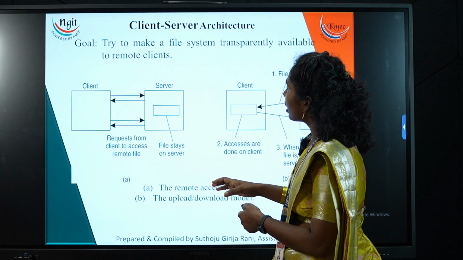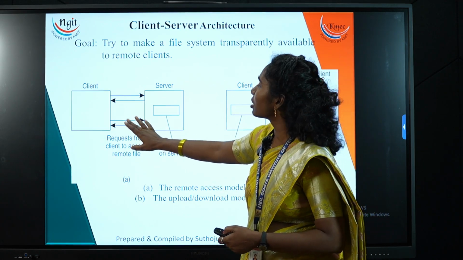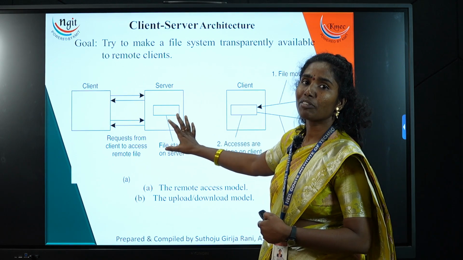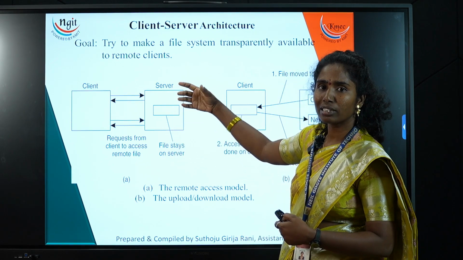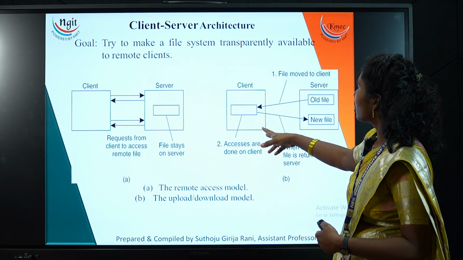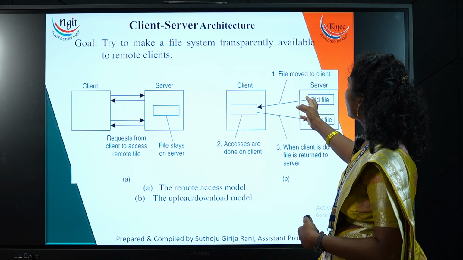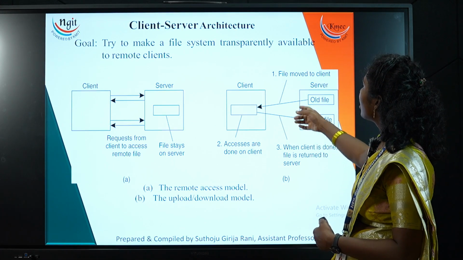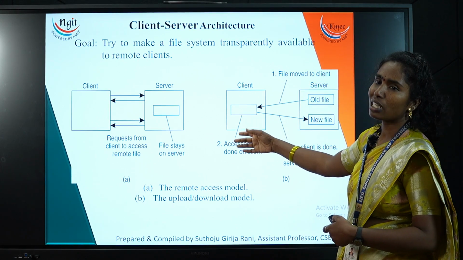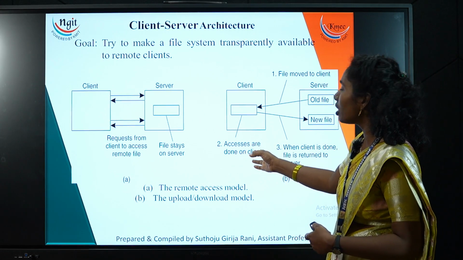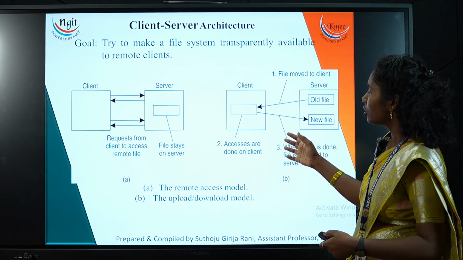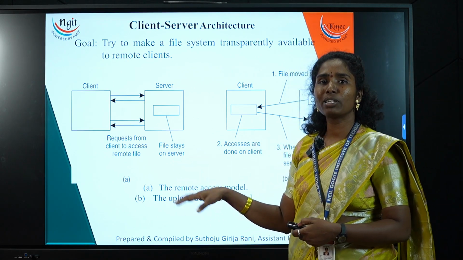So this is a part of the client server architecture. The client requests so and so thing, then the server which has the file gives it back to the client. Similarly here you can see one file has been moved from one location to the other. See, file 1 moved to the client. When the client asks for so and so data, access is done on the client. Then when the client is done, the file is returned to the server, right? So this kind of information will be there.